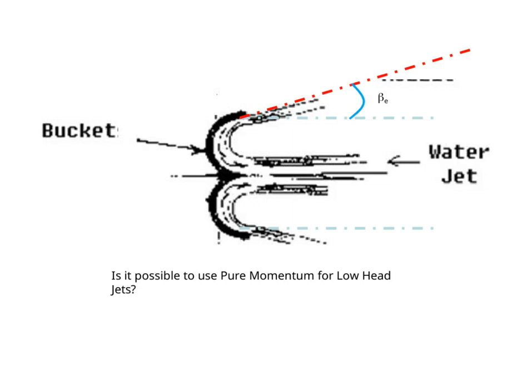Let's explore whether pure momentum can be applied to low head jets. This question is key because low head jets behave differently from other flows. Understanding if pure momentum works here helps us know its limits and where it might need adjustment. We're diving into the specifics of flow dynamics, looking for where this approach fits best and where it might fall short. It's a crucial step in refining our models and making them more versatile.